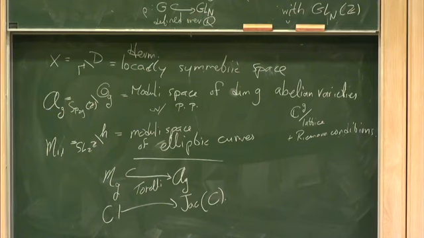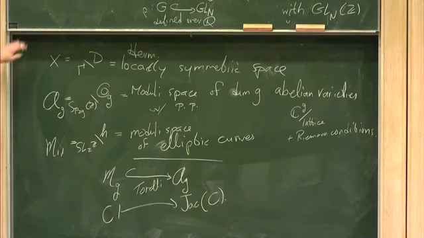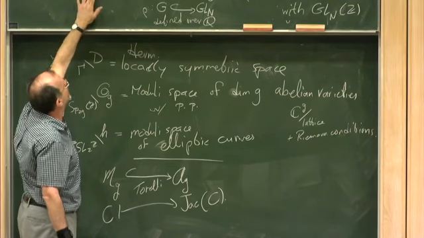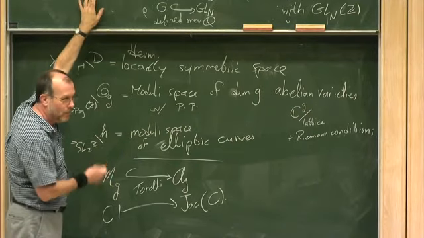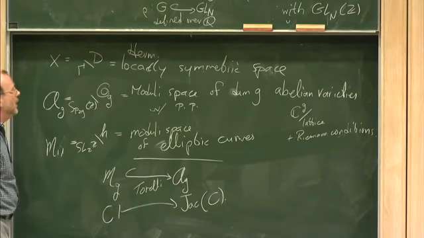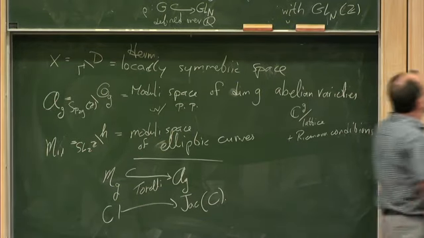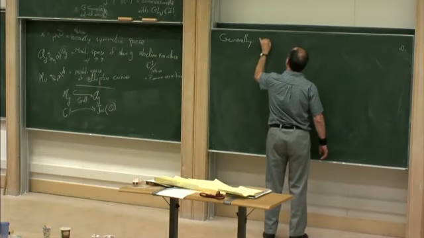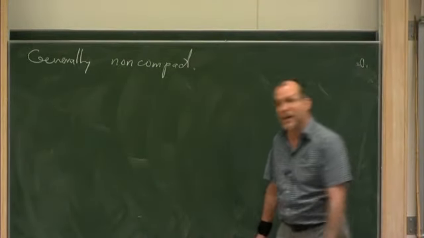Okay, so in general, these locally symmetric spaces are non-compact. Algebraically, there's a condition on the underlying algebraic Q group that says that this will be compact if and only if the Q group has Q rank 0. And in all the examples I've given, this has Q rank g and this has Q rank 1. So we're dealing with non-compact spaces. And we like to compactify things.